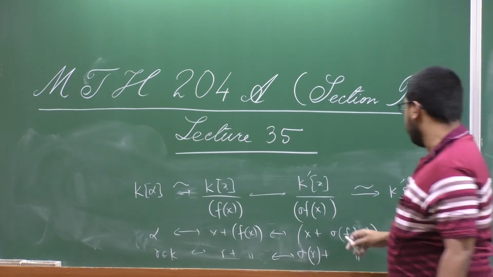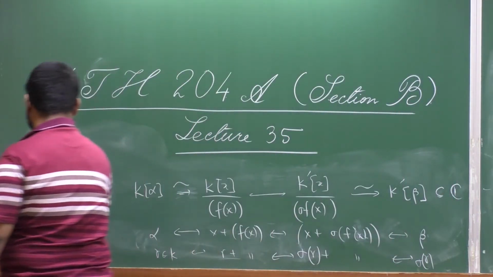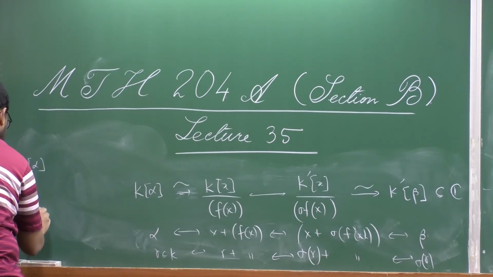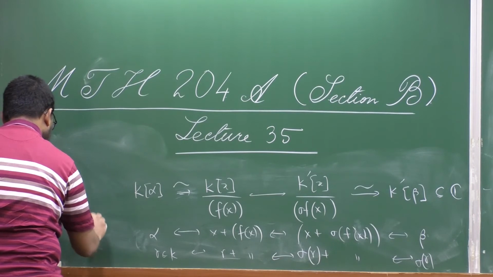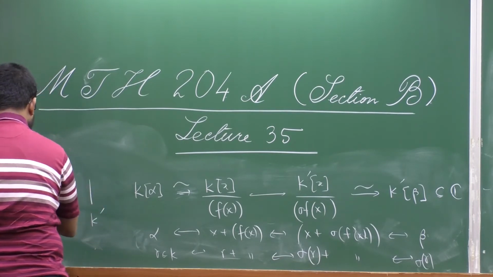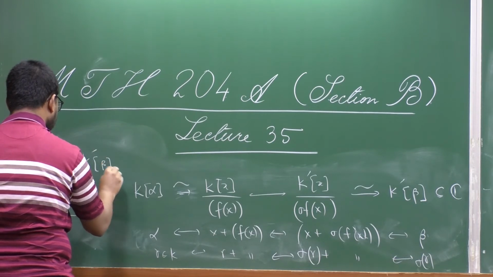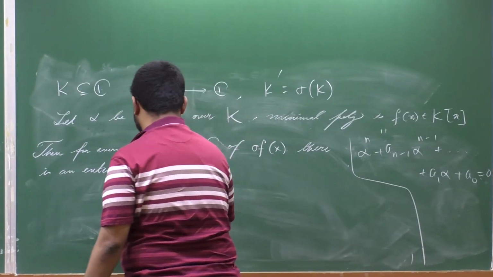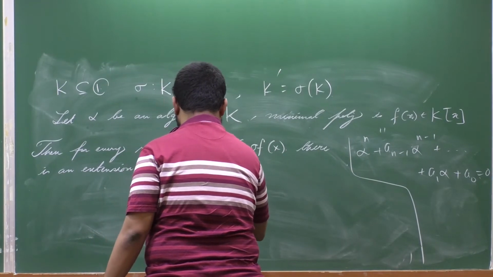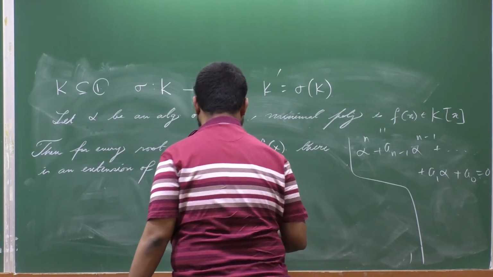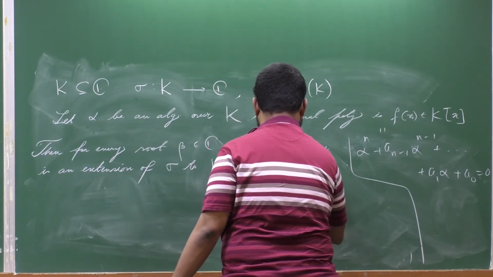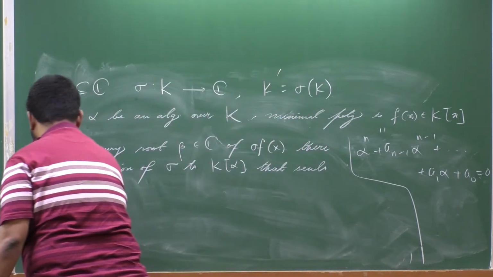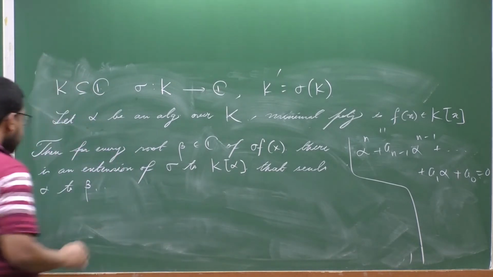So try to again understand, we do have the following thing. Earlier we had k(alpha) over k, and from k to k(alpha) we have this isomorphism, and so we have an isomorphism that extends this sigma. Okay. So for every root beta of this polynomial, there is an extension of sigma to k(alpha) that sends alpha to beta. Okay.